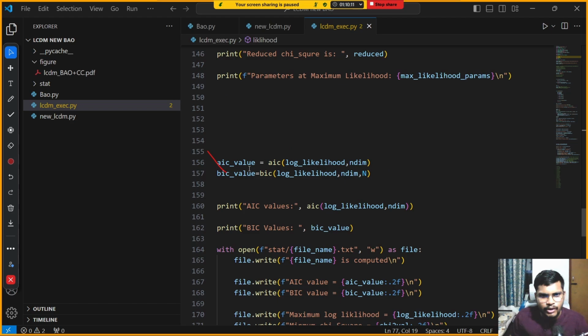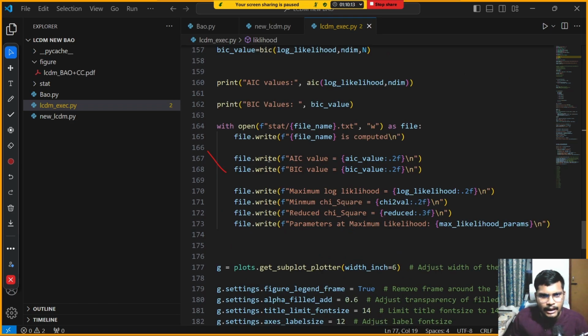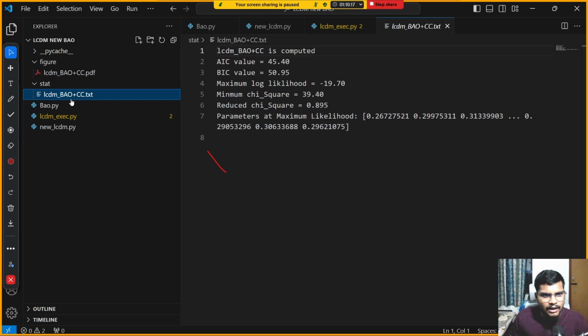And again, you can compute my AIC value, and I have also made a stat file. You can see over here a stat file, and in the stat file I am going to get this kind of thing: okay, I have computed for the LambdaCDM BAO result. AIC would be this one, BIC would be this one, likelihood is minus 19.70, minimum chi-square is 39, reduced chi-square is 0.895. As I told you, it will keep on happening if you are going to get the lowest data set. And these are the parameters. Maximum likelihood would be like this, omega m0, omega this one, and so on and so forth, right?